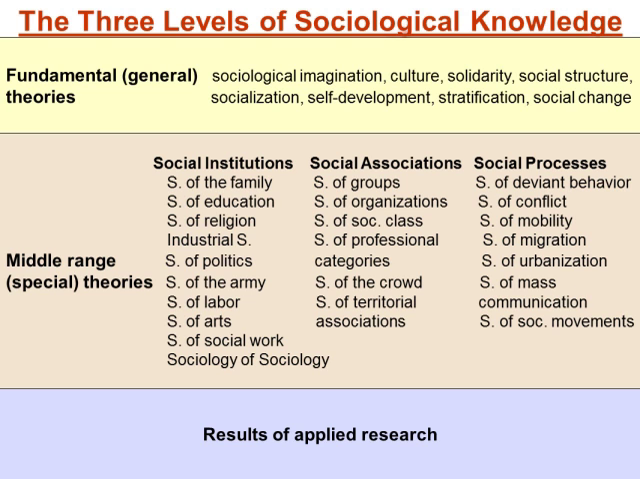We begin this course by studying fundamental theories. Then in later chapters we study some of the middle range theories, such as sociology of groups and organizations, social class, family, deviance, politics, religion, and education. And as we go, I'll be assigning some applied research projects for extra credit.